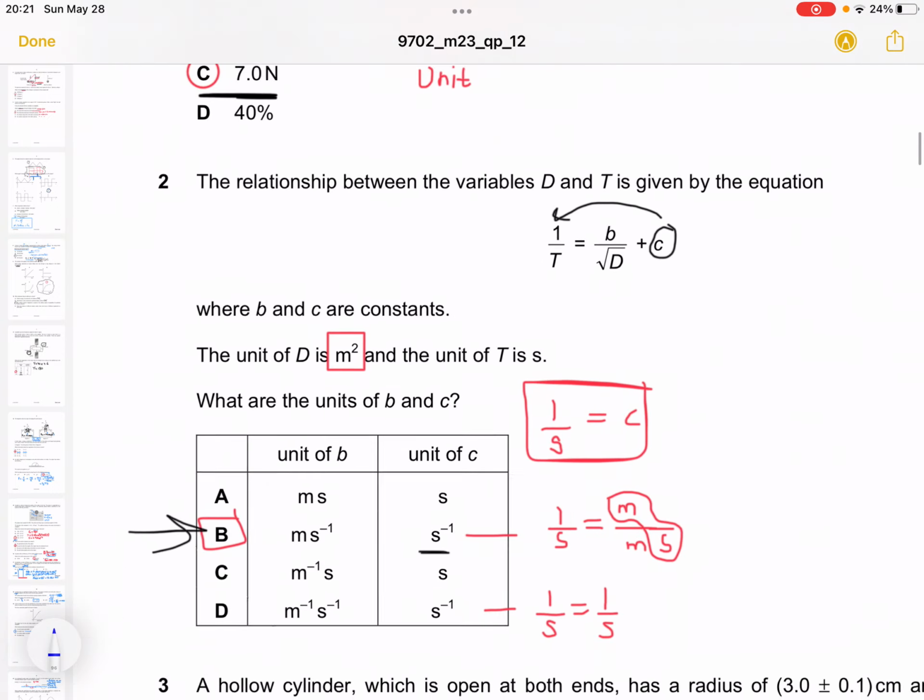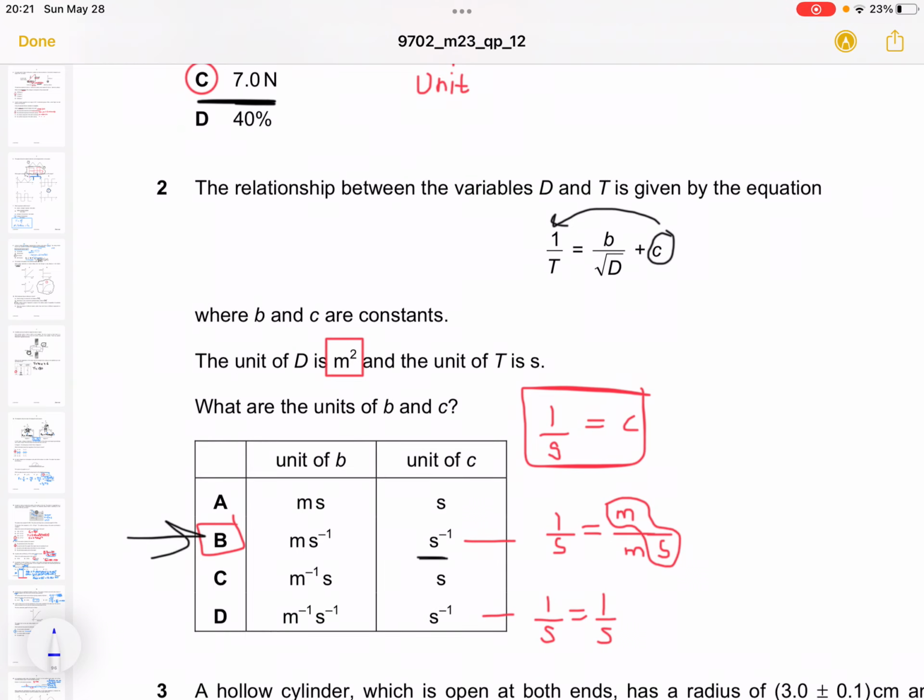Question number 2 says that if the relationship between variables D and T is given, what are the units of B and C? This is a homogeneous equation, so 1 over T must be equal to C. T is second, so C must be 1 over second, and B over square root D must be equal to 1 over S. So the unit of B must be meters per second. So B is the appropriate answer.